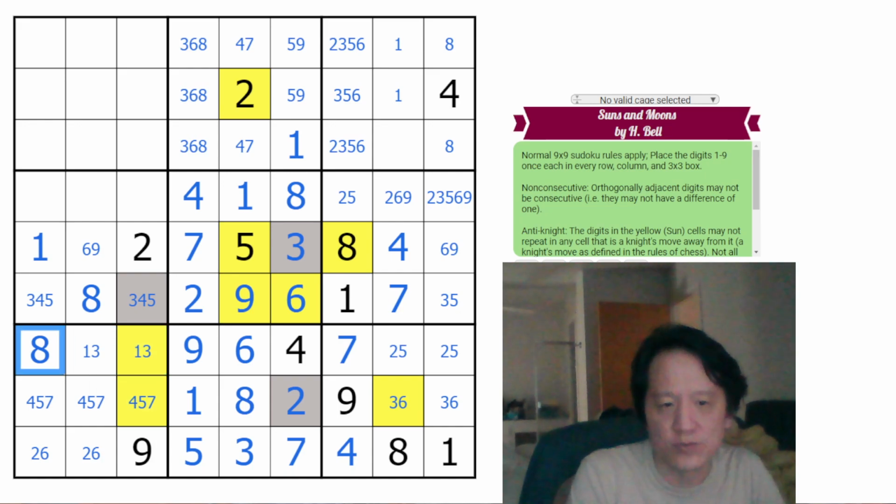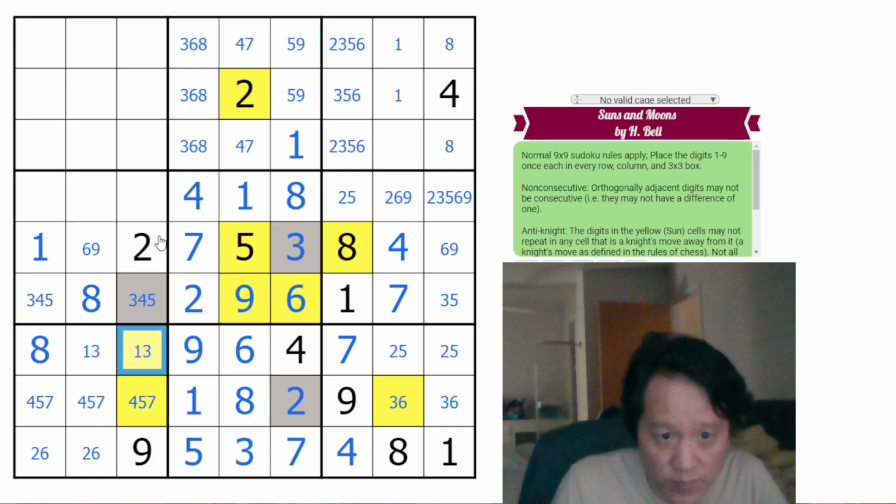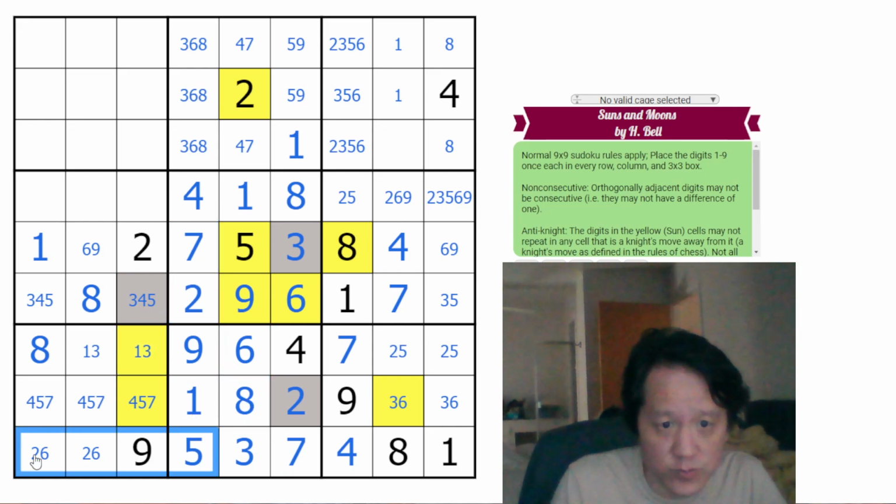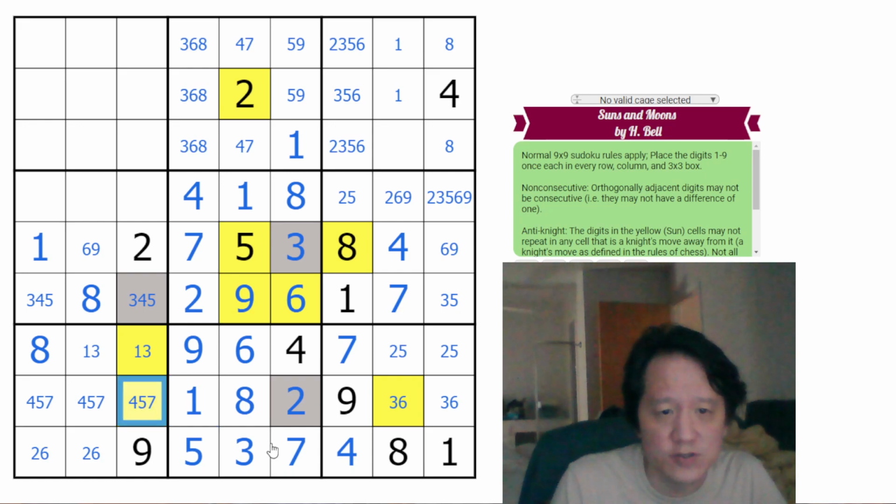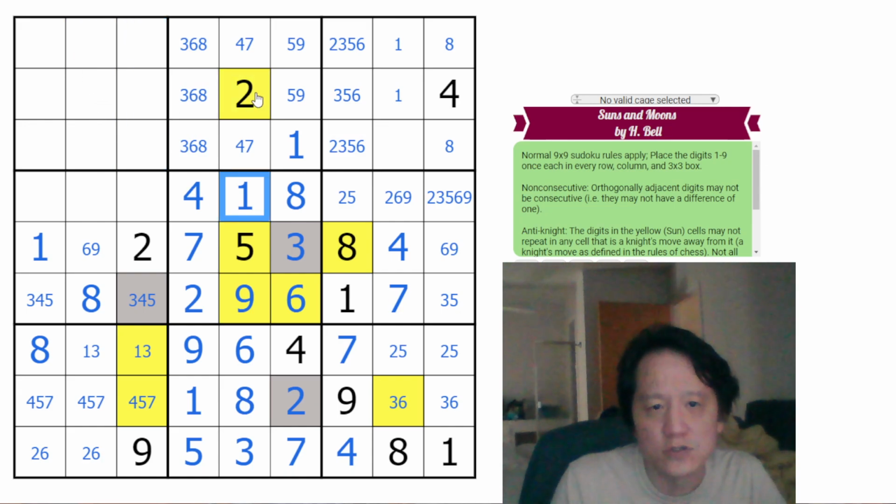This is 1 or 3. This fits for all the knight's moves. 4, 5, 7, I think fits for all the knight's moves also. Yeah, so all the knight's moves are essentially done. This 2 only affects the knight's move 2. So that's done. This king's move is done. This king's move is done.